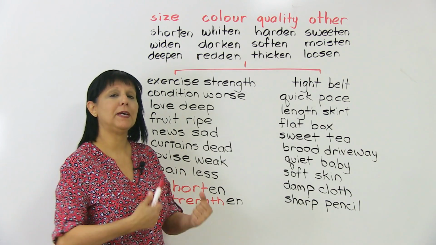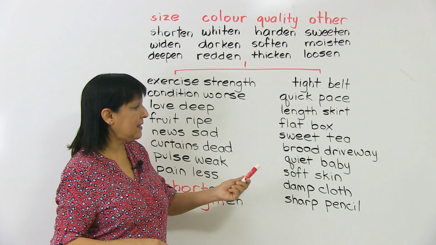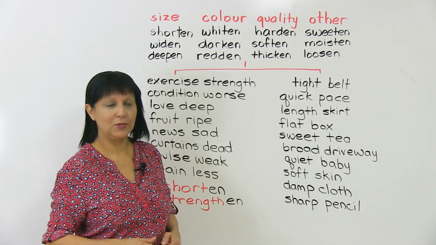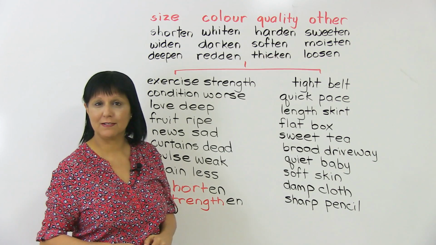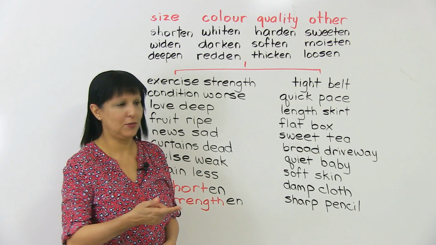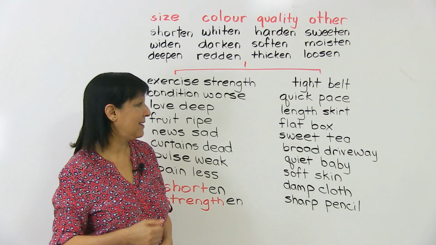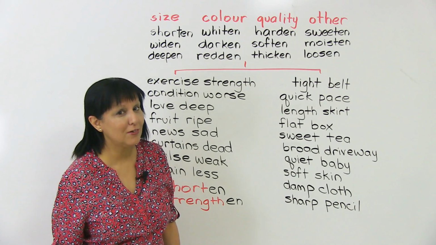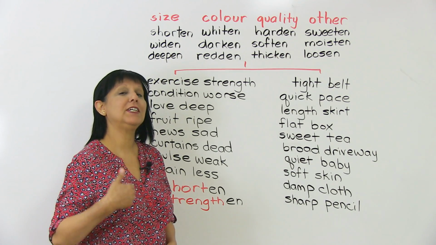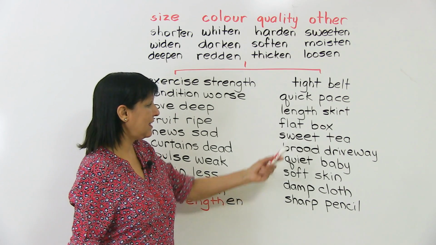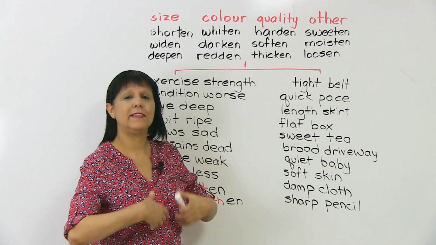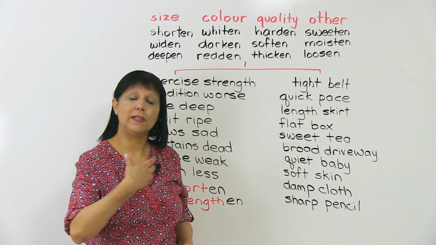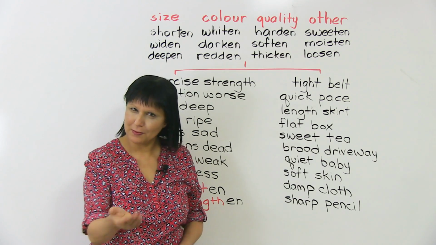She quickened her pace. Length skirt. Well, you know the girl who shortened her skirt here? Now, her mom said, "Are you kidding? You're not going out like that." So then she had to make it longer. So what did she do? She lengthened her skirt. Length skirt, lengthened her skirt. So lengthen is also a verb.